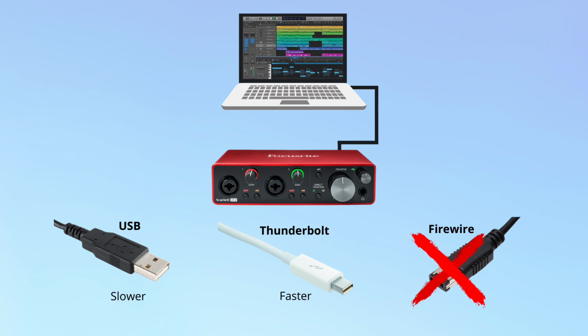Thunderbolt is faster than USB, although if you have a decent enough computer, USB is more than fast enough for the majority of home studios. I also have a USB audio interface and it's more than capable of handling what I throw at it. With regards to compatibility, all audio interfaces should be compatible with both Mac computers and Windows computers, so that's something you shouldn't have to worry about. Finally, I want to talk about price and software bundles.